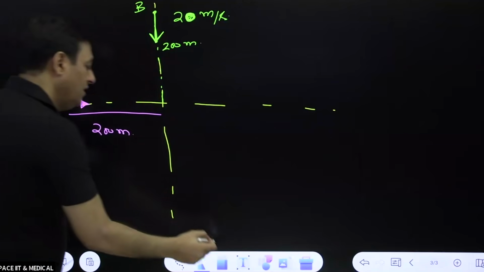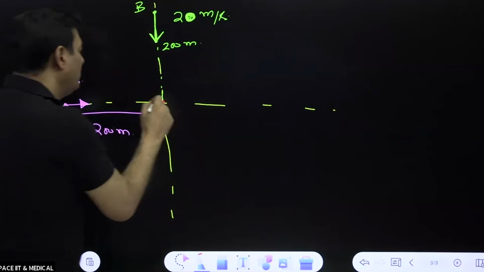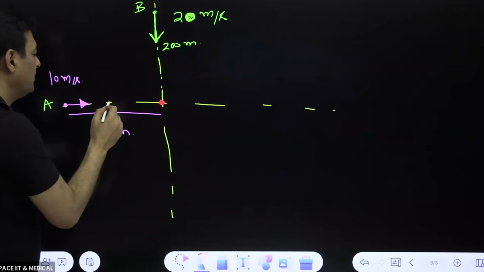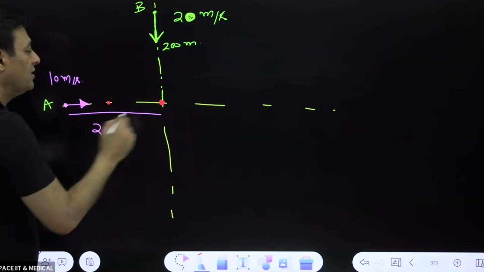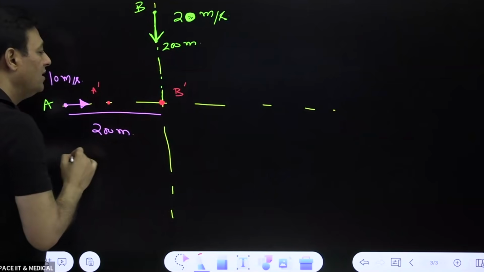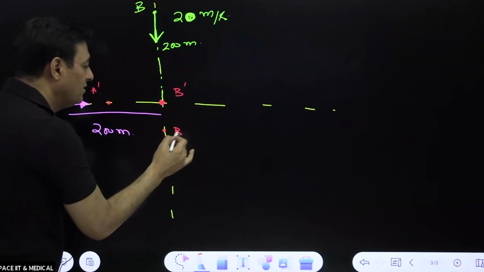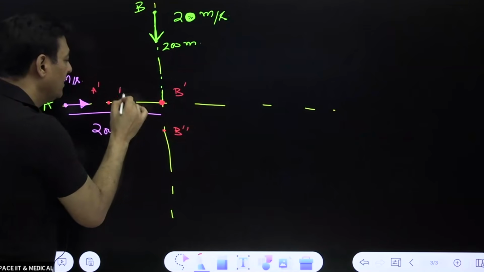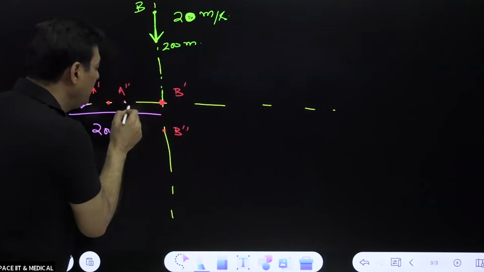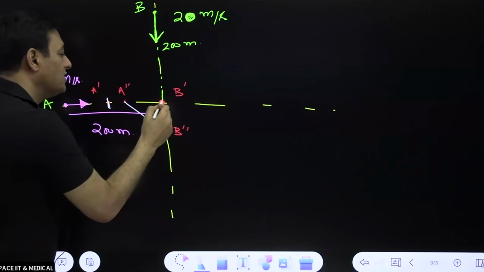It is not necessary that when B reaches here, at that moment A is almost 200, in 10 seconds 100 meter. It will be here. A will be here. If B dashes, after 10 seconds, B will be here, A will be here. After some time, B double dash, B will be here, A will be here. Now, it may be possible that this distance might be the closest distance between them. It is not necessary that this will be the closest distance.